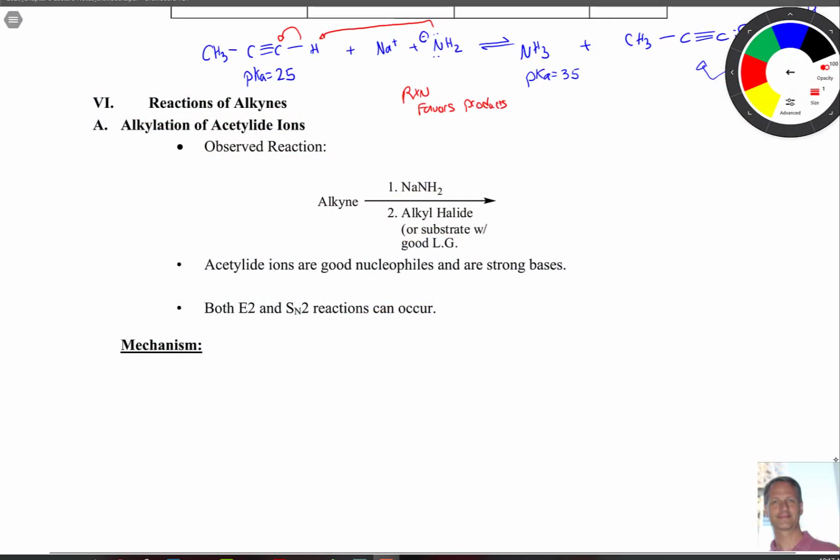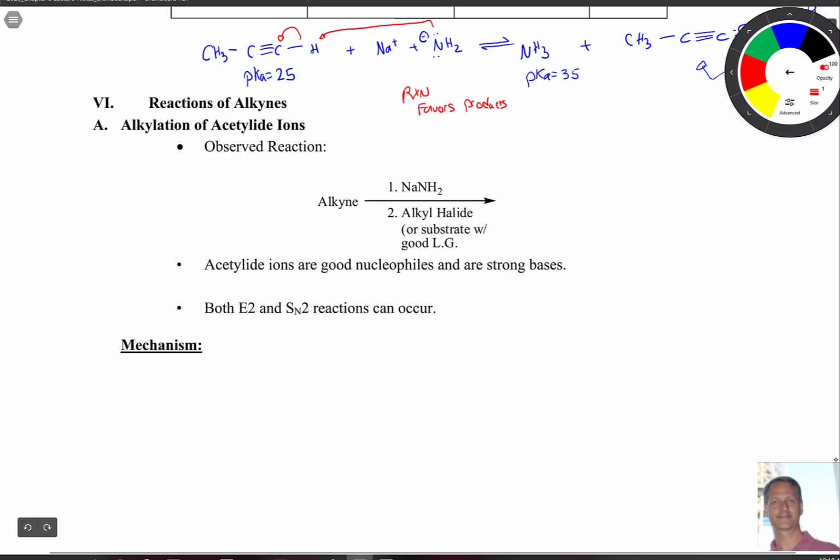Alright, so let's get into some of our reactions here. The reactions are actually pretty interesting in this chapter. First reaction is alkylation of acetylide ion. This is actually a fairly straightforward reaction. It only has one really new step in it.